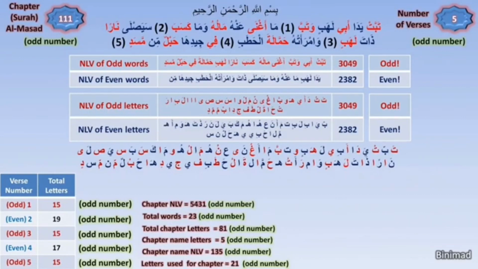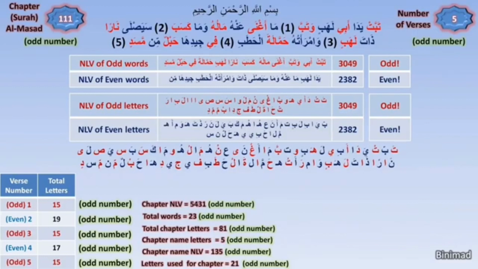How can the total numerical letter value of all even words be exactly equal to the total numerical letter value of all even letters, and the total numerical value of all odd words be exactly equal to the total numerical value of all odd letters? It is simply impossible. But of course there is more.